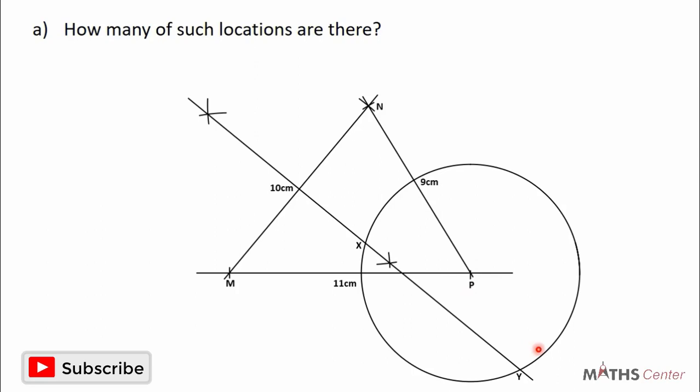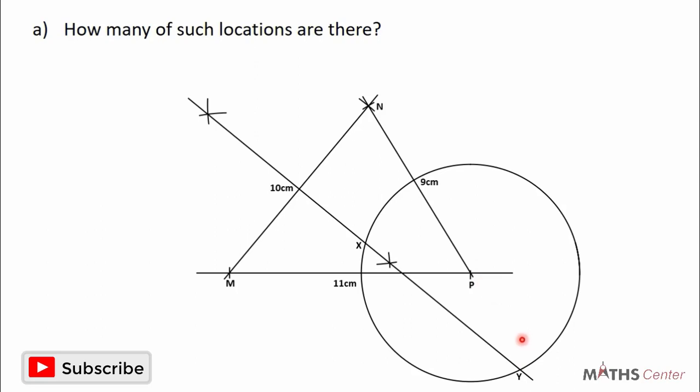The same thing can be said about point Y. Point Y also falls on the locus of points equidistant from point M and point N, which is the perpendicular bisector of the line MN. So at point Y, the market will be equidistant from town M and town N. At the same time, point Y falls on the circumference of the circle. So at point Y, the market will be 10 kilometers from town P.